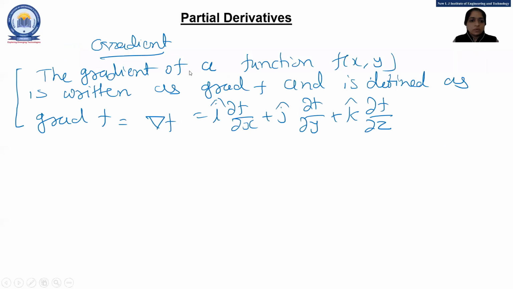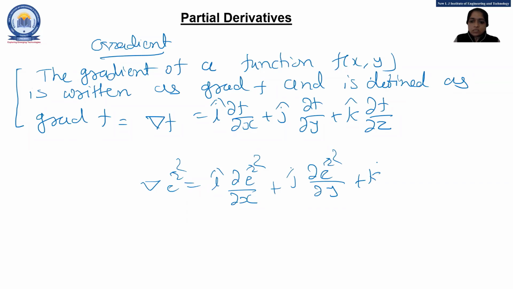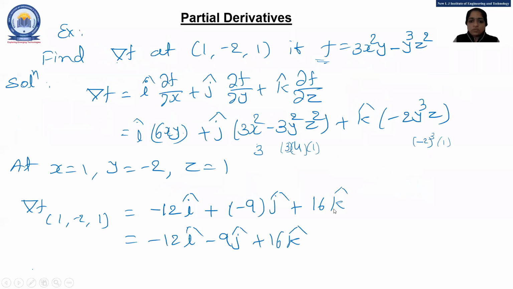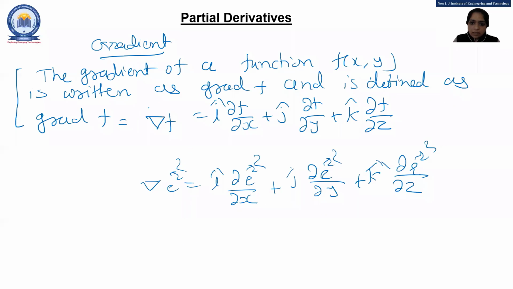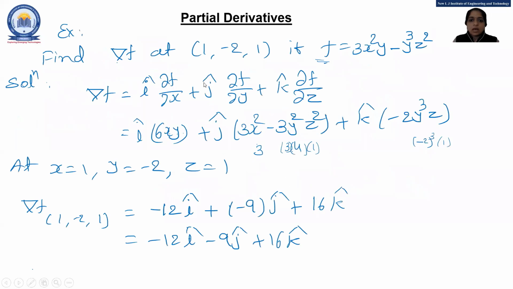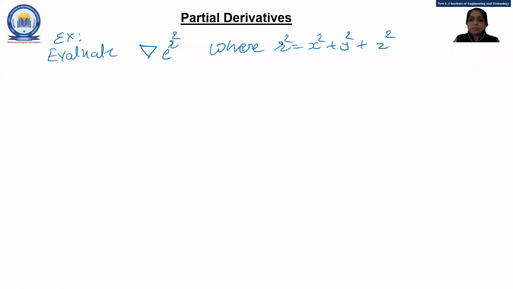As per the gradient, I del e raised to r square upon del x, similarly j del of e raised to r square upon del y, plus k del e raised to r square upon del z. So we apply this formula here, but as r depends on x, y and z, since r square is x square plus y square plus z square, we have to apply the chain rule.